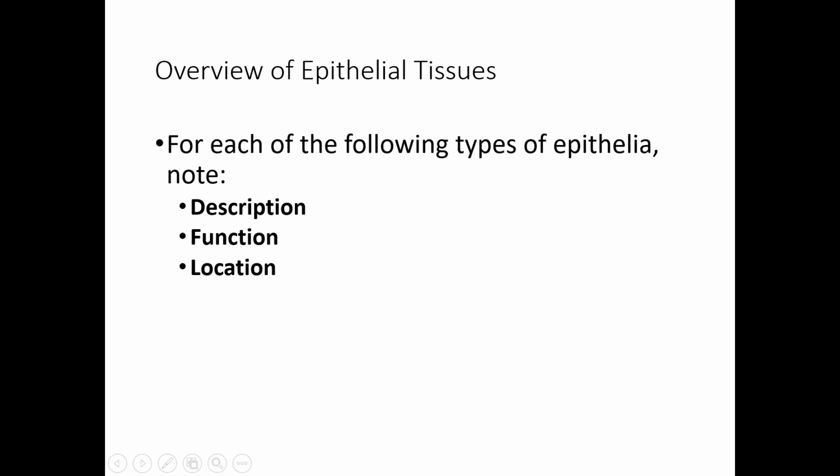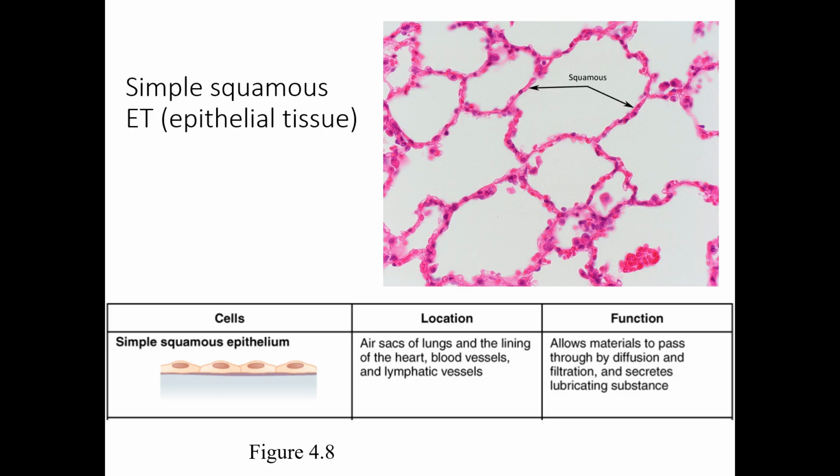So for each of the following types of epithelium that we are going to go through, you need to know their description. Description generally is a name, like one layer of flat cells, simple squamous epithelium. That's the description. You also need to know a function of that epithelium and its location or locations and functions. We are starting from simple squamous epithelial tissue.